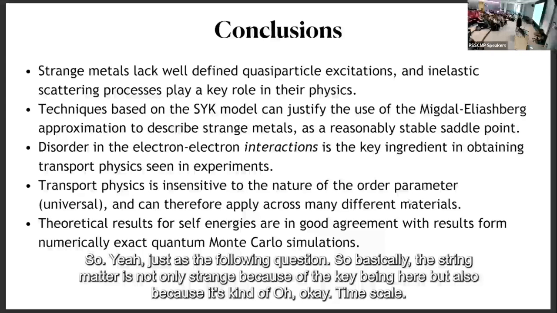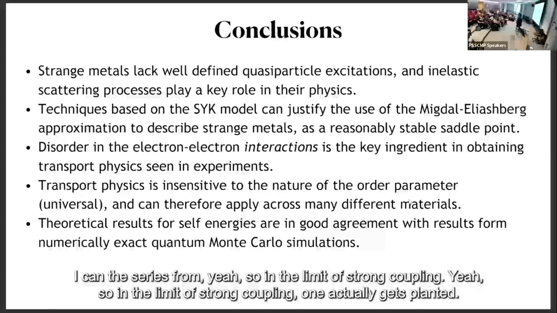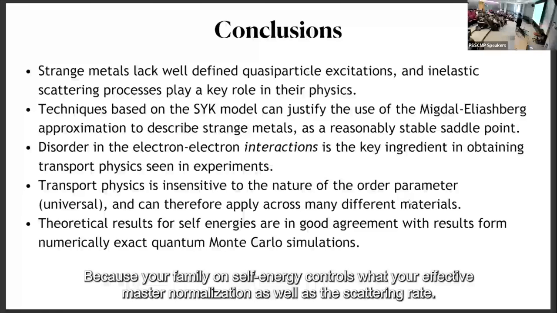Yeah, just a follow-up question. So basically, the strange metal is not only strange because of the T-linear, but also because of the Planckian timescale. Can this theory explain why this is a kind of universal thing? Yeah, so in the limit of strong coupling, one actually gets Planckian dissipation the way the experimentalists define it, because your fermion self-energy controls both your effective mass renormalization as well as the scattering rate.